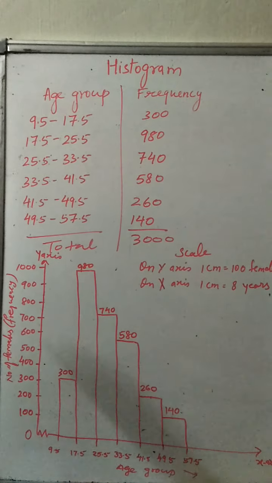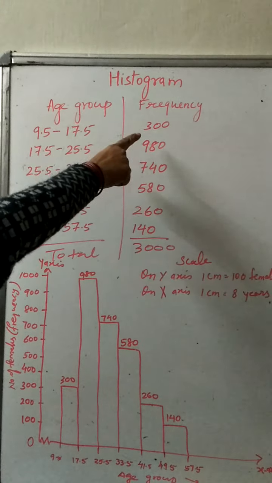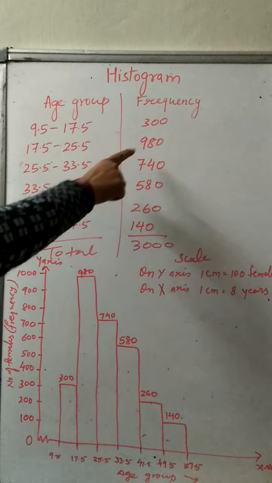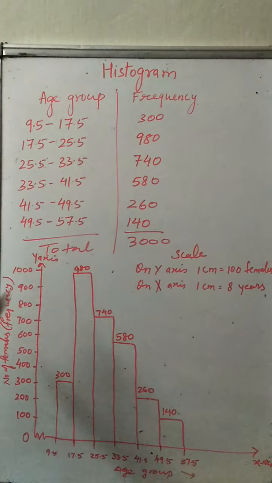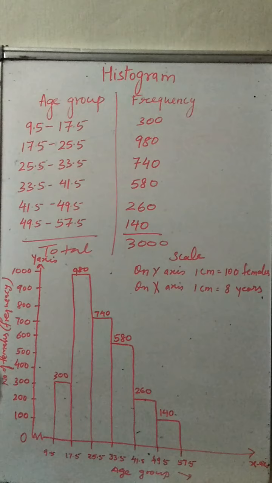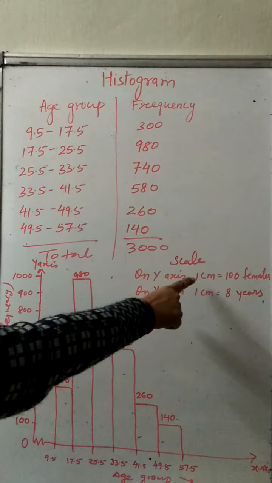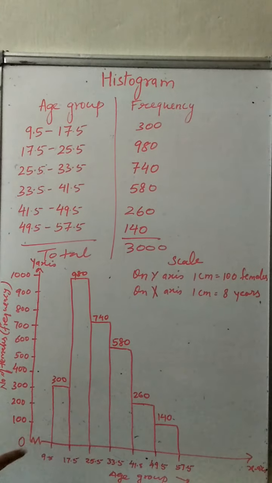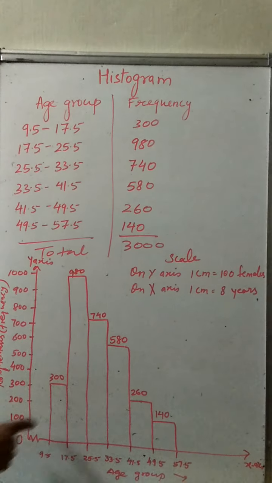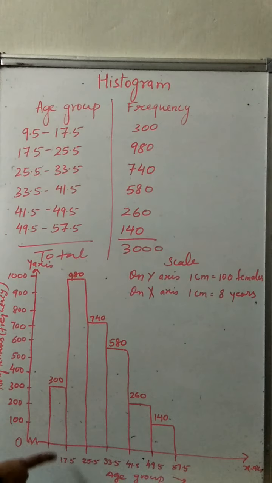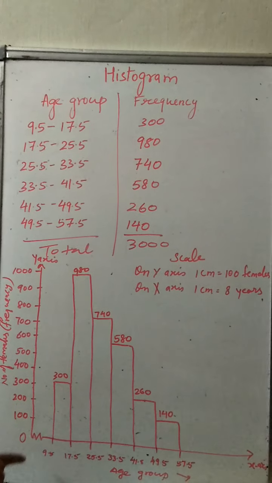We have converted inclusive type into exclusive. Now see, from 9.5 to 17.5, 300; 17.5 to 25.5, 980; 25.5 to 33.5, 740, and so on. Now for that we need to choose a proper scale. So on the y-axis we have taken 1 centimeter as 100 females. So 1 centimeter is representing 100 females. And on the x-axis 1 centimeter is representing 8 years. Since we are not starting from 0, we have made a kink here.